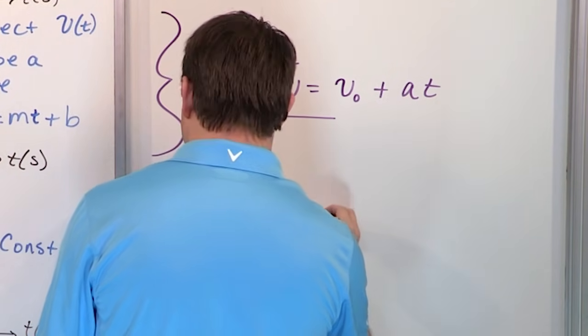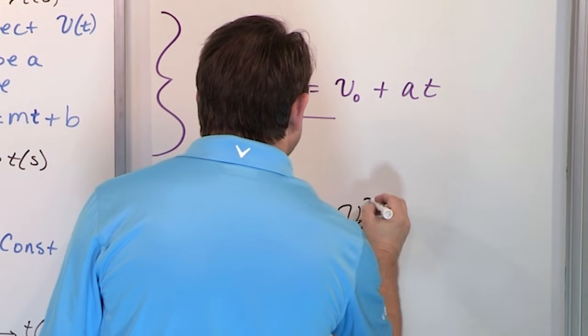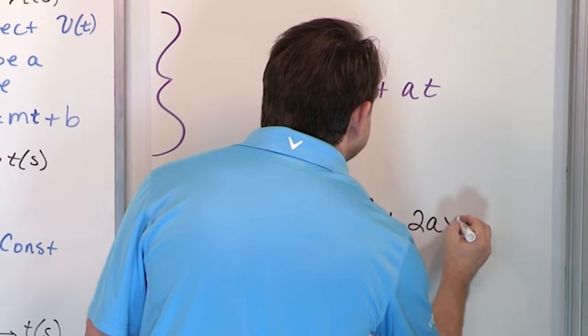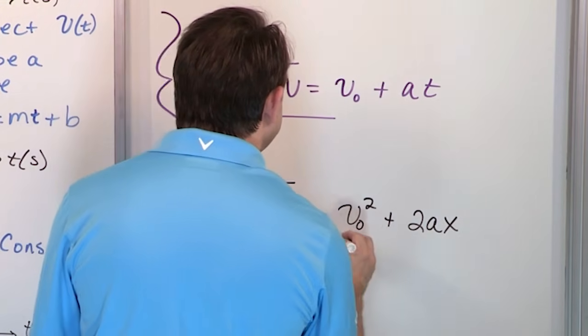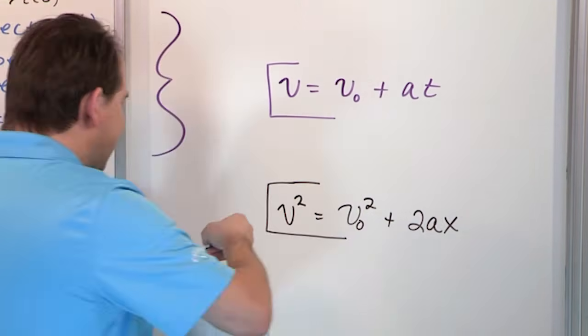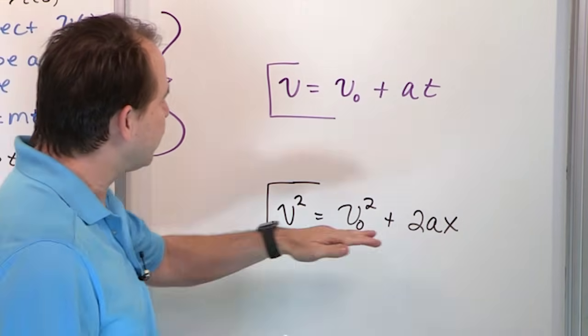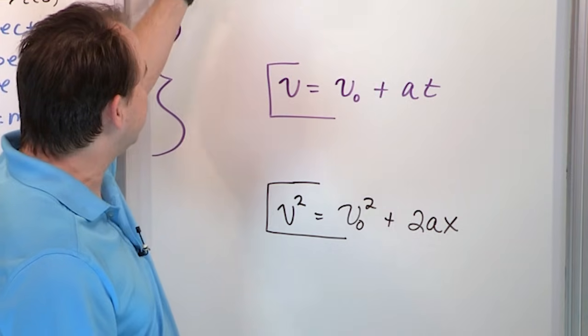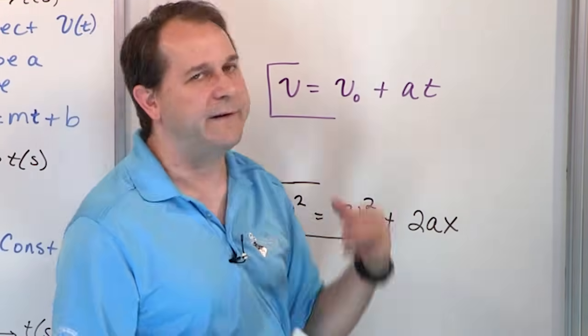V squared is equal to V naught, initial velocity, squared, plus 2 times a times x. And this is what we typically say is the third equation of motion. It actually, notice, doesn't really come from anywhere new. It basically is just taking the first two and eliminating the time variable. How do we do it?